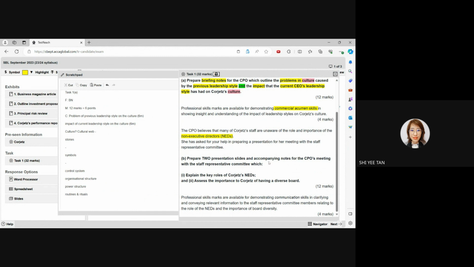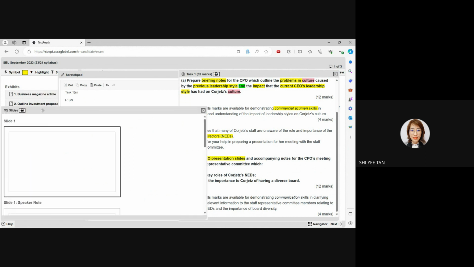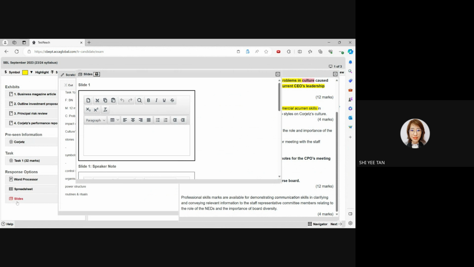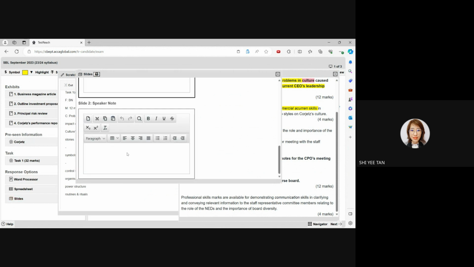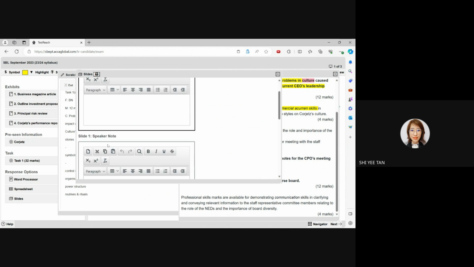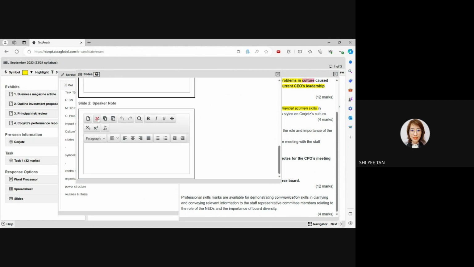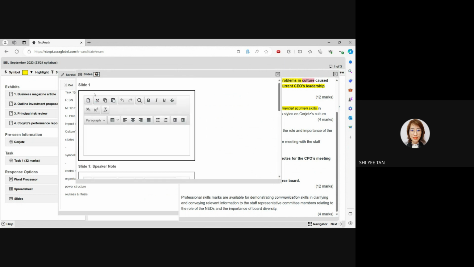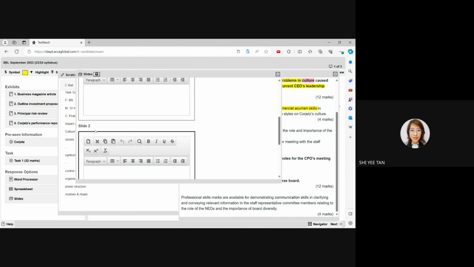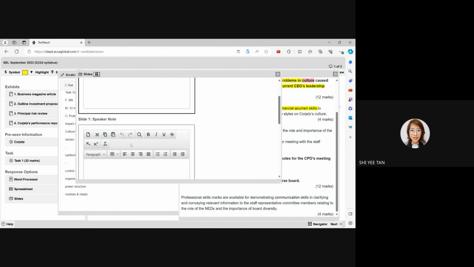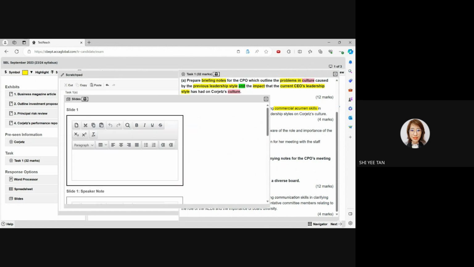B, prepare 2 presentation slides. This is your format. So when you prepare presentation slides, you have to use this one, slides. They already prepared it ready for you. Slide 1, speaker note, slide 2, and slide 2, speaker note. Please look at it carefully. Usually they will arrange slide 1 followed by the speaker notes first, then only go to the next slide followed by the speaker notes. So this is your response option that you are supposed to use when you're asked to prepare slides.